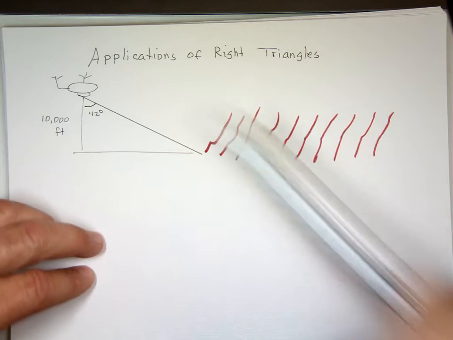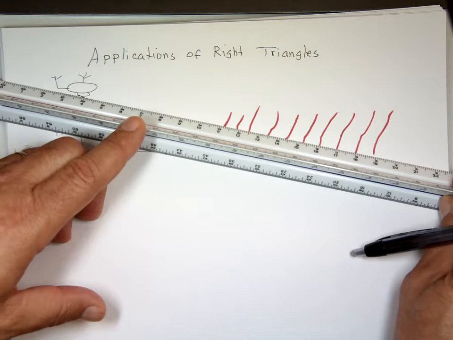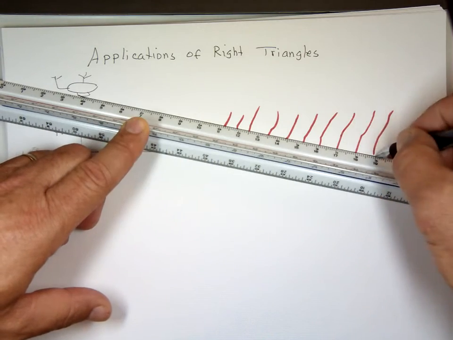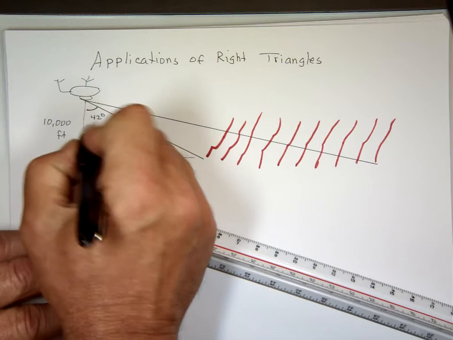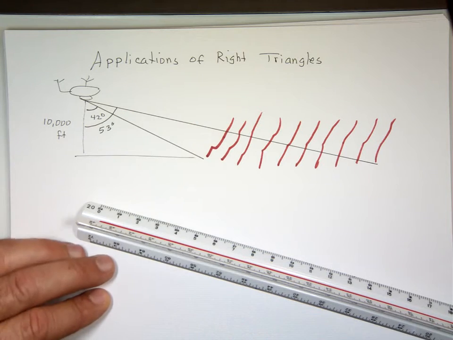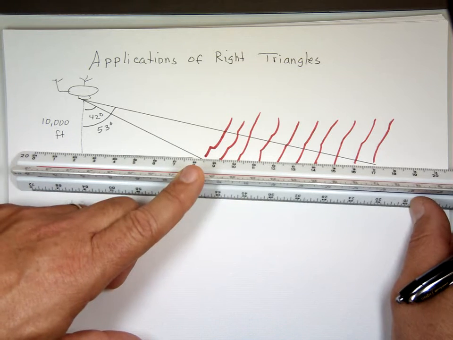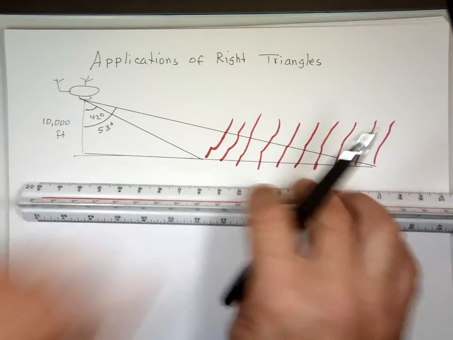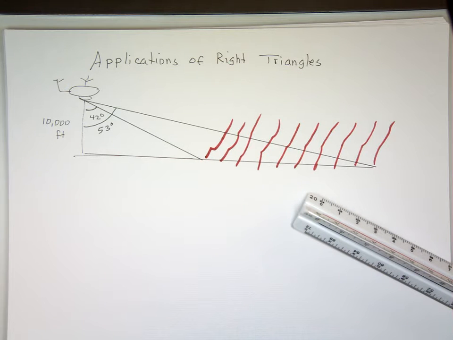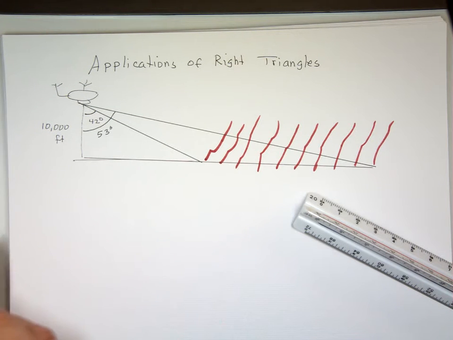Then from the same spot, they'll try to take a measurement to the end of the fire. And that angle now, it's 53 degrees. And based on that, I should be able to calculate how big is the fire. Just based on these two measurements. I know the helicopter at 10,000 feet. I know to the beginning of the fire is 42. I know to the end of it's 53 degrees.